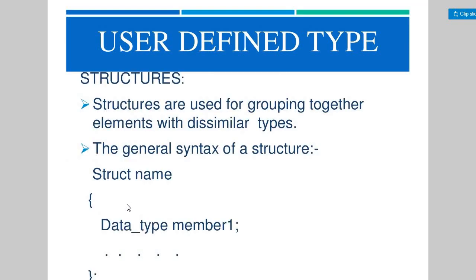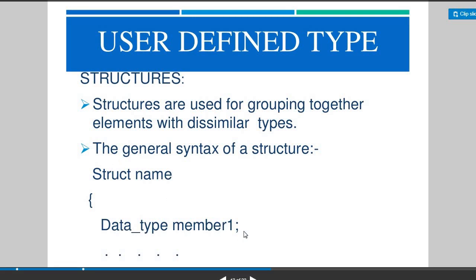So what is a structure? Structures are used for grouping together elements with dissimilar types. A structure is a user-defined data type which is constructed from fundamental data types, grouping together different fundamental data types in a single unit. The general syntax of a structure is: struct, the structure name, then data types and members. It may consist of more than one member, and finally the structure is closed. This is the syntax: struct name, start, data types, and finally close the structure.